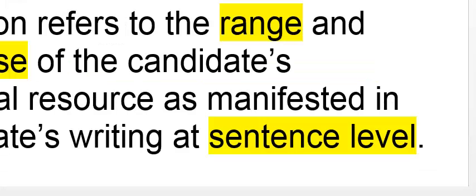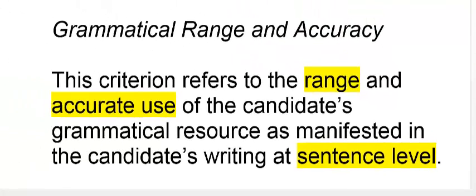And if we go back to our description, the second key idea is accurate use. When we take a look at the descriptors, we'll realize that accurate use really refers to error-free sentences. But as a basic rule, if you're using simple grammatical structures, then your examiners are going to expect a higher degree of accuracy. The final key idea in the description is that these two aspects, range and accuracy, are operating at the sentence level. So your examiners are looking at individual sentences and deciding if they display an adequate range and accurate use of the grammatical structures that you choose.